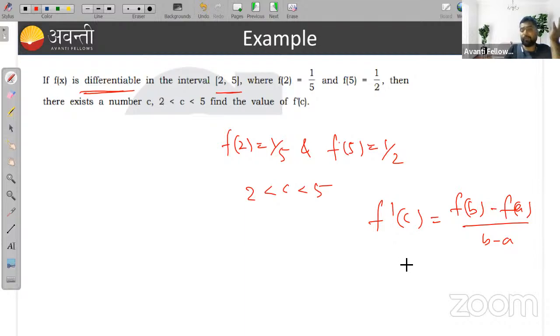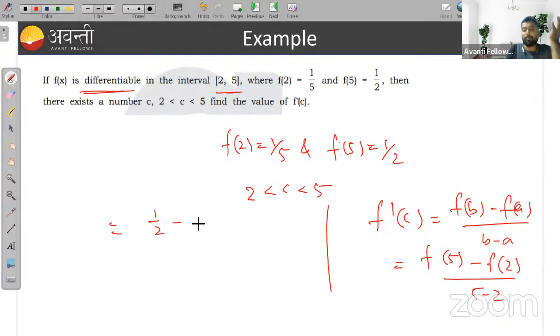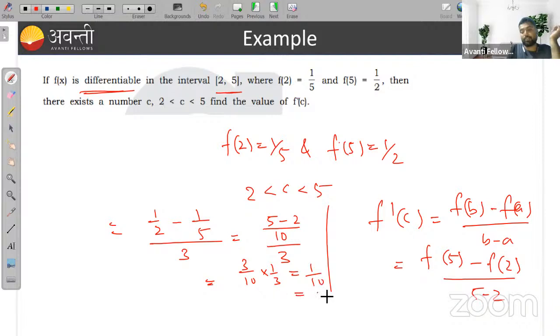So we know that f of b is actually f of 5 minus f of 2 upon 5 minus 2. So this is actually f of 5 is given as 1 by 2 minus f of 2 is given as 1 by 5 upon 5 minus 2 is 3. So this will be equal to, that is 5 minus 2 upon 3, that is 3 by 10, the 3 will cancel, 3 by 10 into 1 by 3, that is 1 by 10 or we can say 0.1. So f dash c becomes 0.1, right?